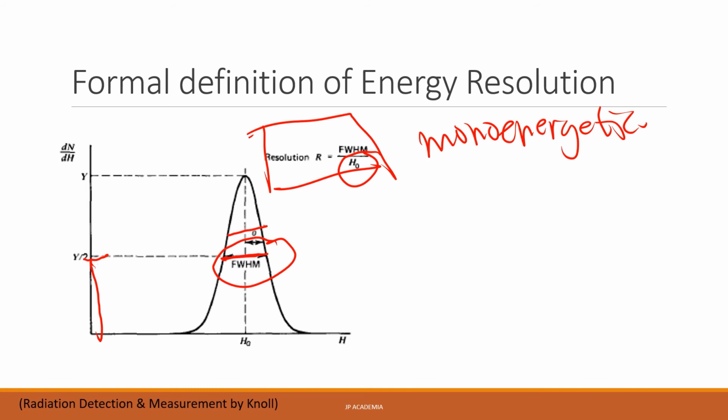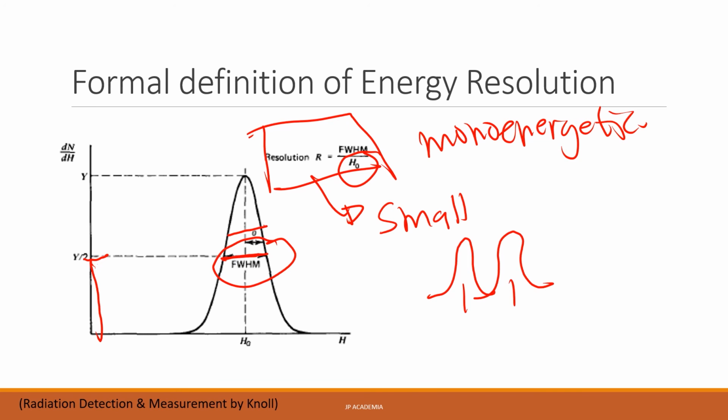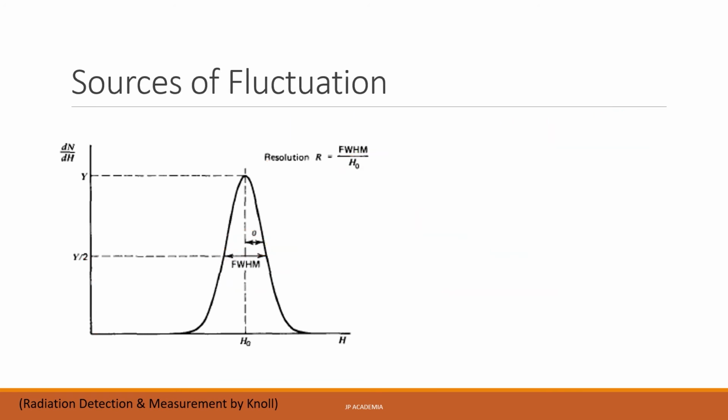It will be able to distinguish two radiations with energies adjacent to each other. So we want this one to be small to be able to resolve pulses with energy adjacent to each other.